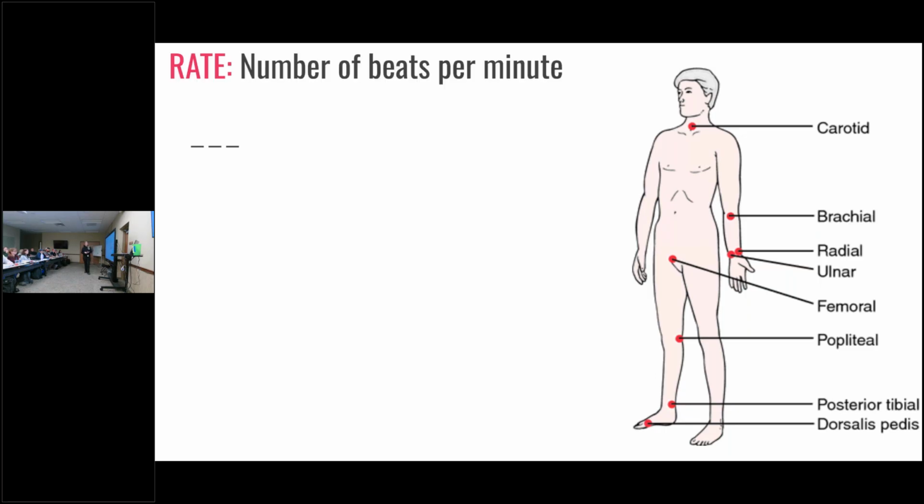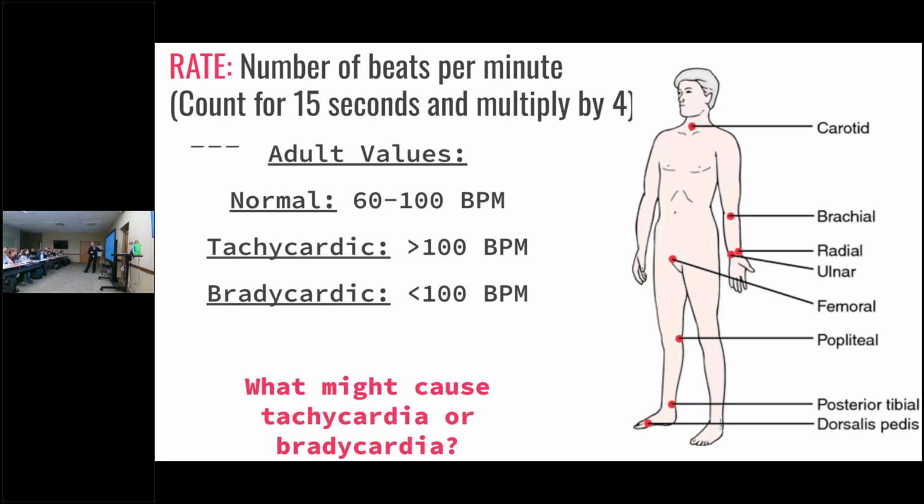Cool. So the rate is the number of beats per minute. How can we determine what our pulse rate is? Count it, yeah, perfect. I typically will count for 15 seconds and then multiply that by 4 to get how many beats per minute, right? Any values that I show you are typically going to be adult values. I don't have ped values memorized, so that'll be something you'll have to look for in your book and memorize on your own. Normal adult values, 60 to 100 beats per minute is a normal heart rate for an adult.